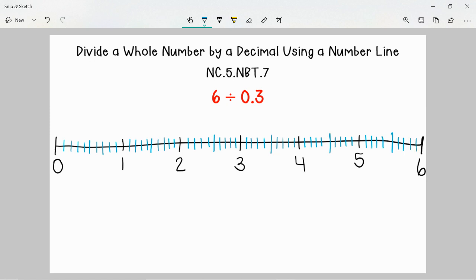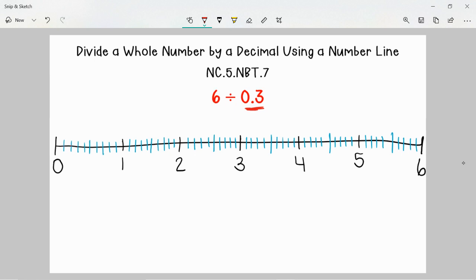So now that I have split each whole into tenths, we've shown 6 wholes here. What we need to do is figure out how many groups of 3/10 there are in 6 wholes. So now I want to go back and circle groups of 3/10. That will help me figure out how many groups of 3/10 there are in 6 wholes.